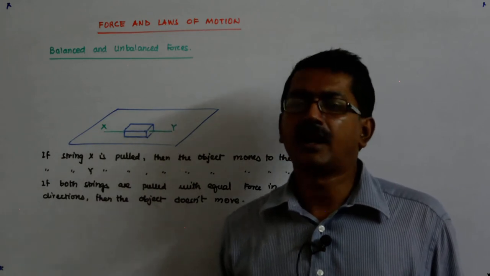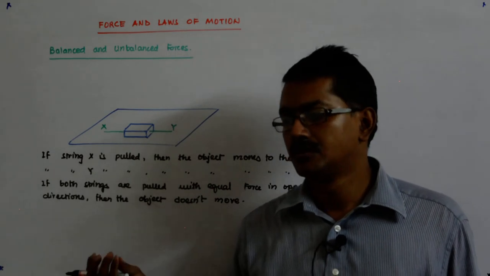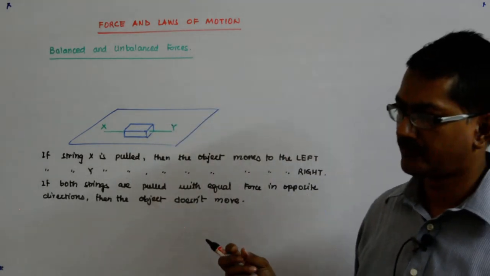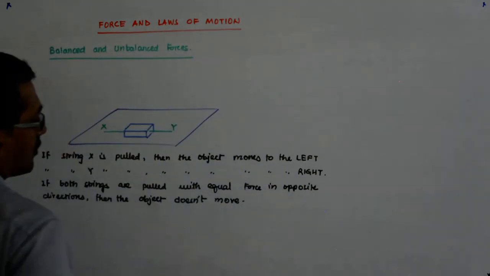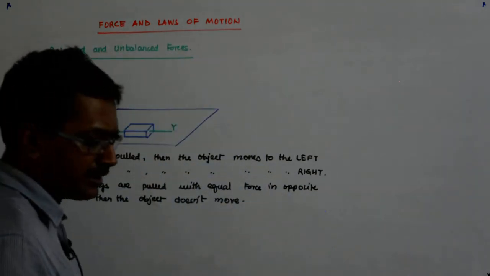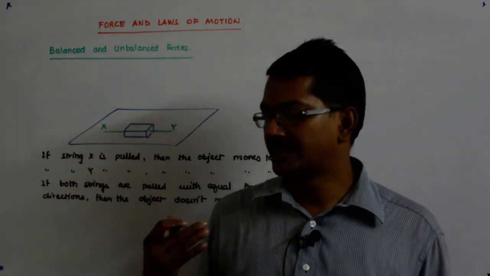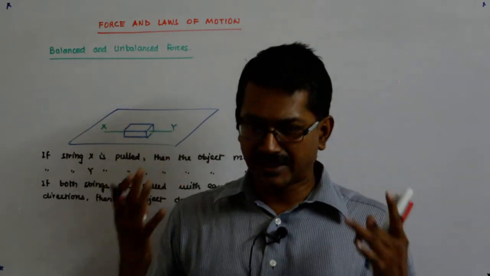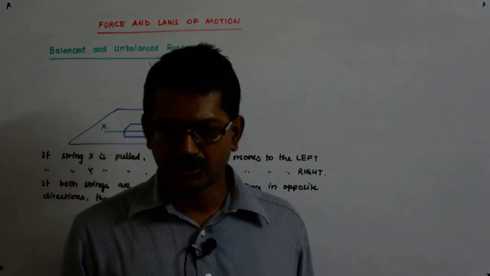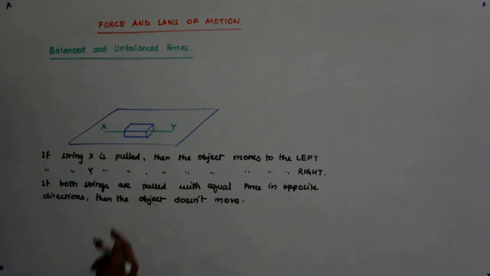Okay. Why has this happened? Why have they not moved? Because the resultant of both of the forces is zero. Yes, because the resultant of the forces is zero. Force, as you learn later, is a vector quantity. It has a magnitude, a strength and a direction, okay. So then the object does not move.